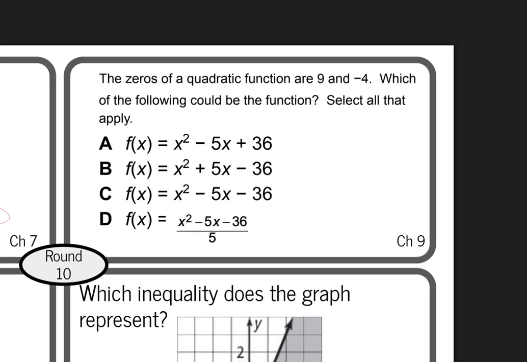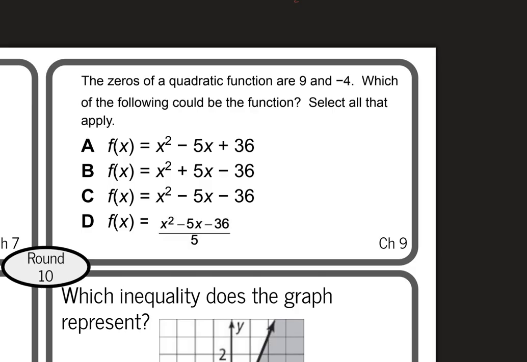Next. The zeros of a quadratic function are 9 and negative 4. Which of the following could be the functions? So here's what I'm going to do. I can factor, maybe, probably factor. Or if not, I could do the quadratic formula.